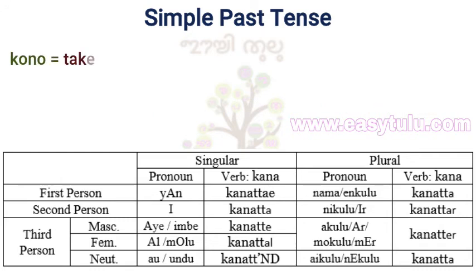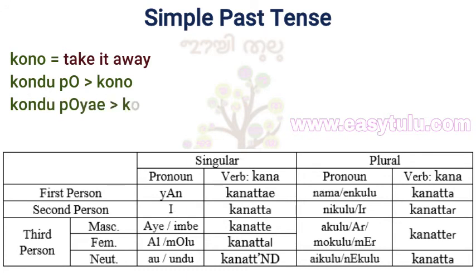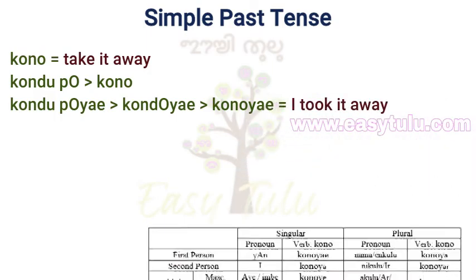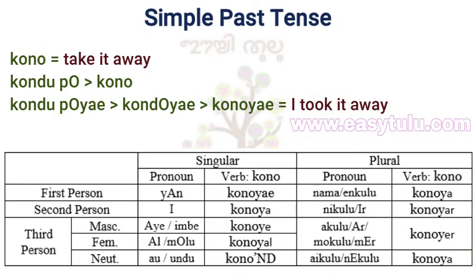Next one is kono. Kono means take something away. This verb is derived from compound verb kondupo. So it is conjugated as po. Kondupoya changes to kondoya and it finally changed to konoya. I took it away. Yanu konoya.